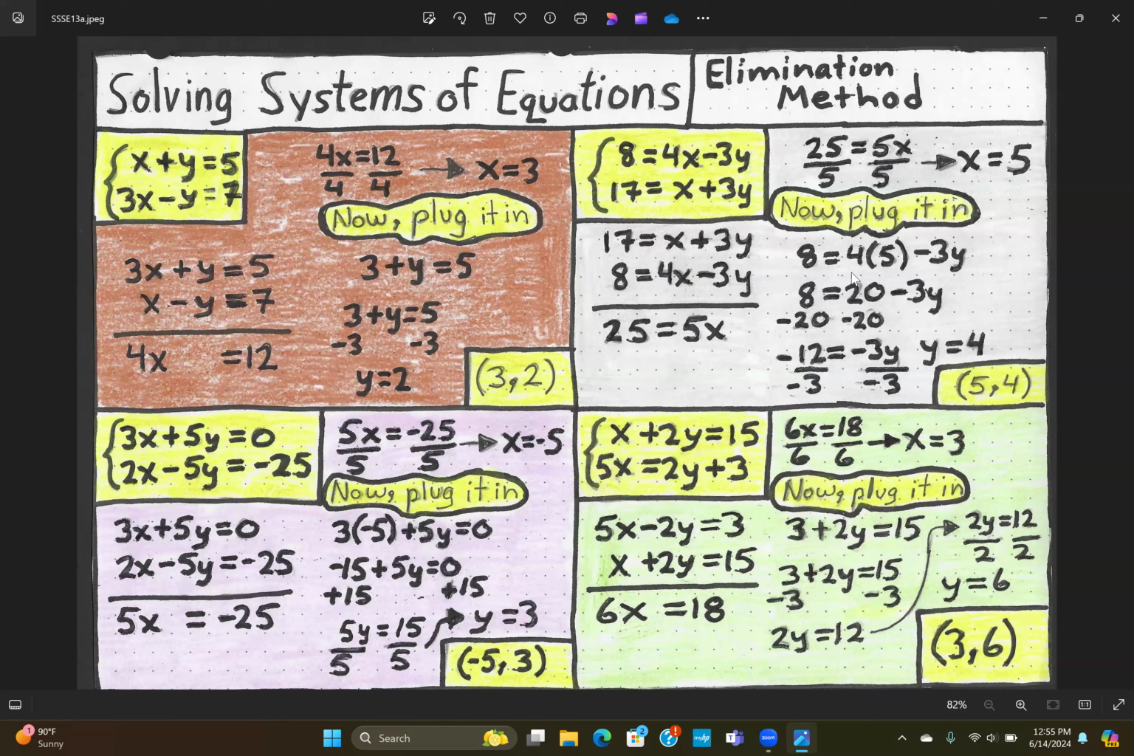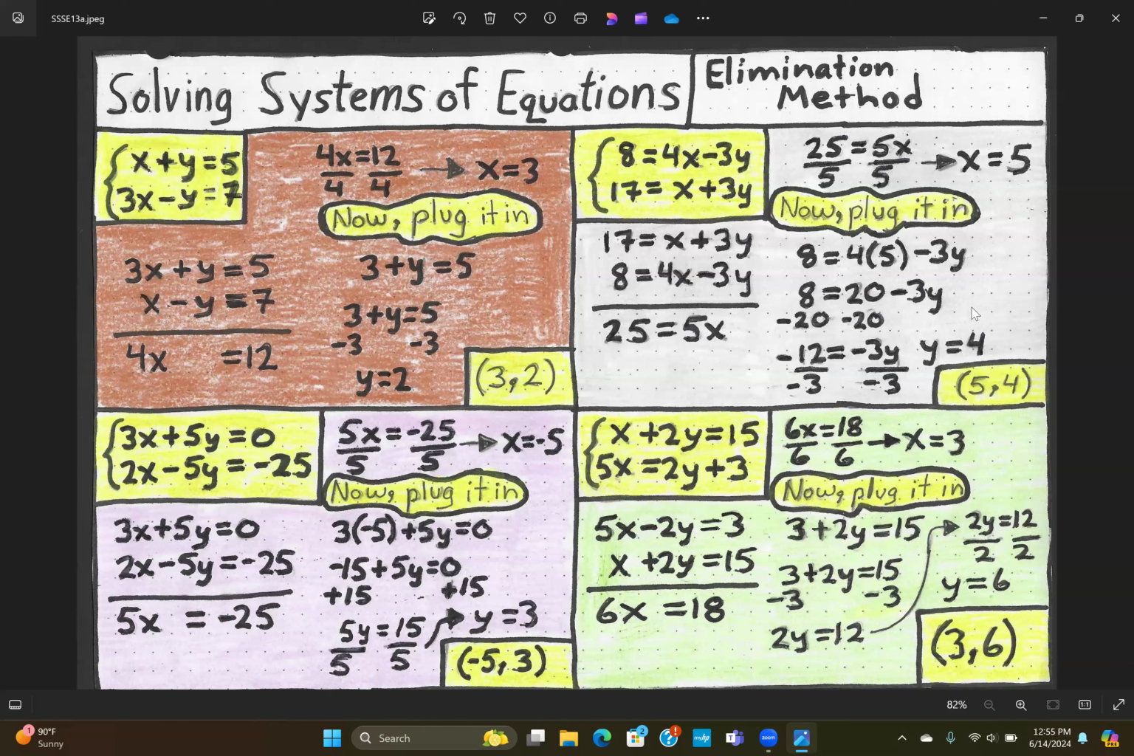And so we have 8 is equal to 4 times 5 minus 3y, which turns into 8 is equal to 20 minus 3y. Let's balance the equation by subtracting 20 from both sides, and we end up getting negative 12 is equal to negative 3y. And let's kind of look at it this way.